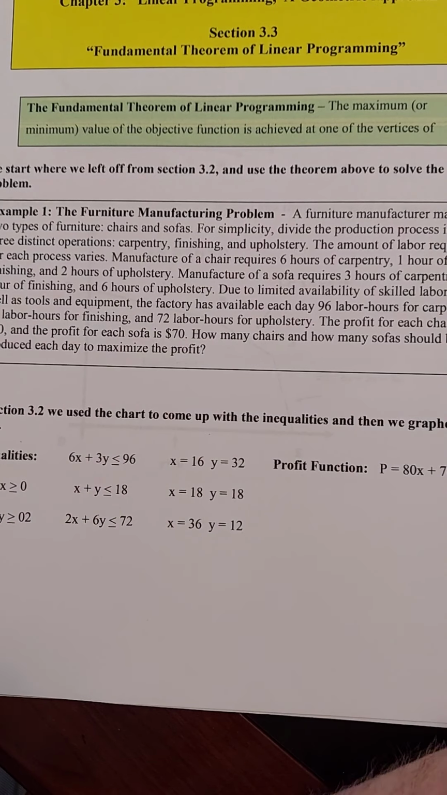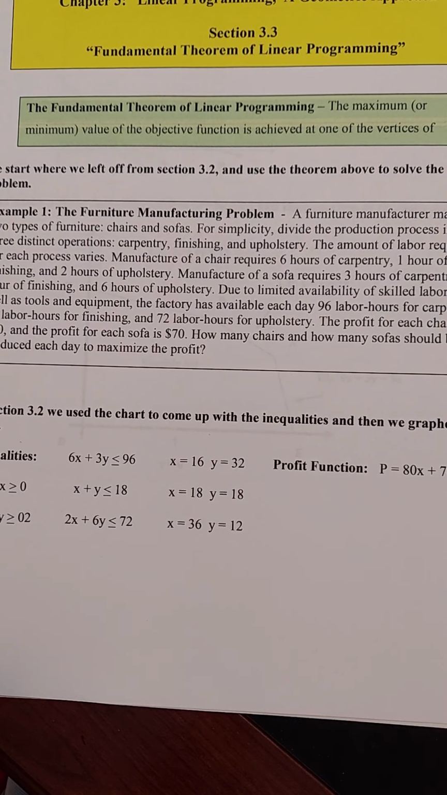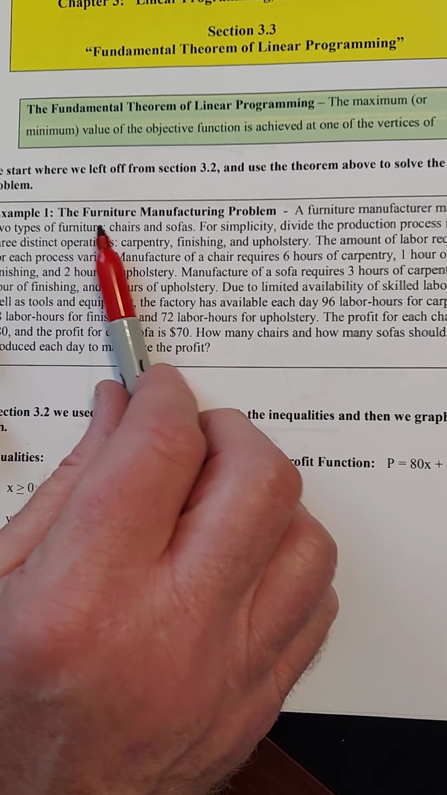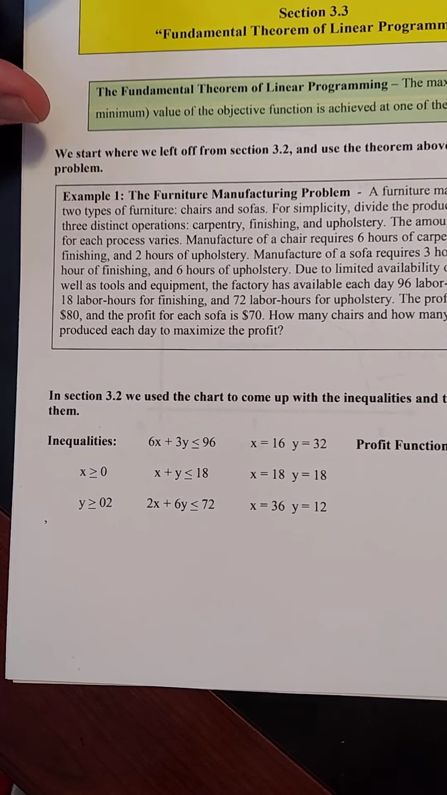Okay, here we go. This is section 3.3, finite math. And we're going to pick up where we left off last time with our furniture problem. If you remember, we were going to manufacture either chairs or sofas according to the criteria.